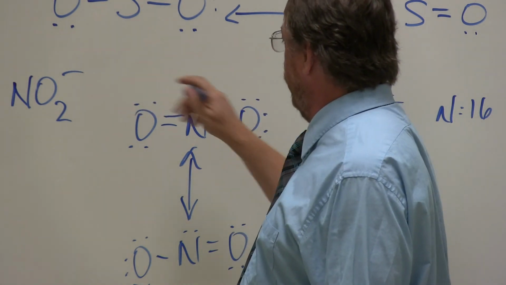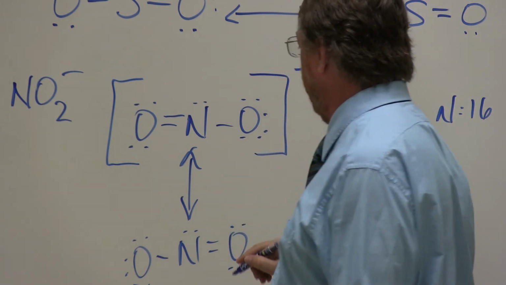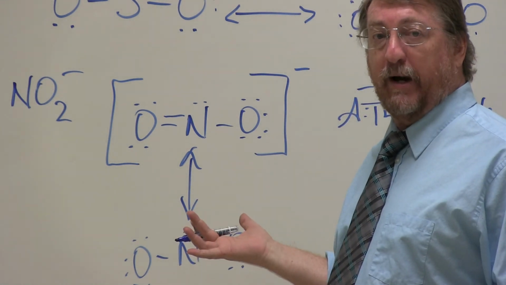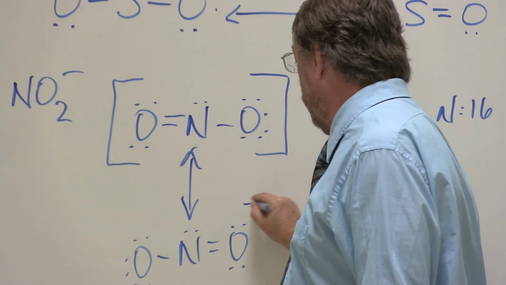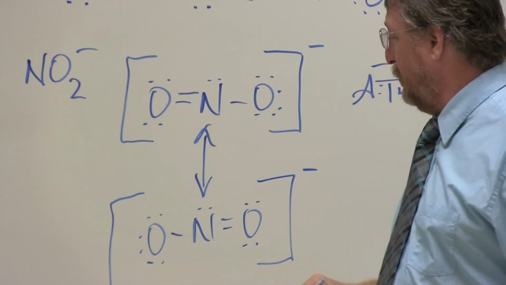Now normally if you have a charge, you want to draw your Lewis structure showing that charge like this, because there's an NO2 and there's an NO2 minus. Both exist. So we want to differentiate that this structure is for the negatively charged ion.